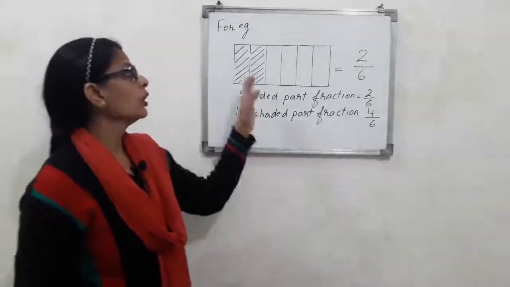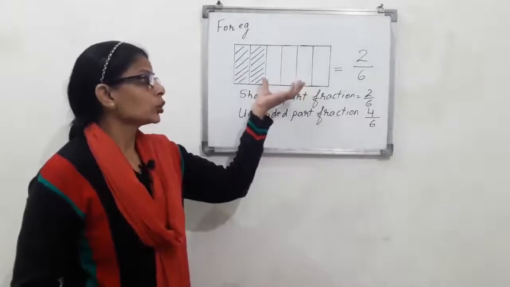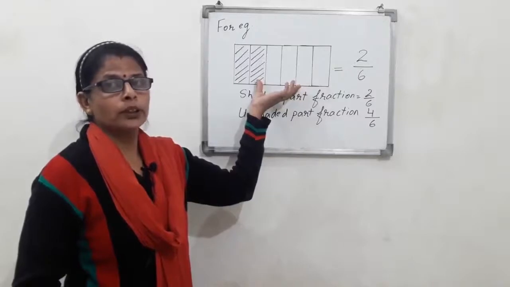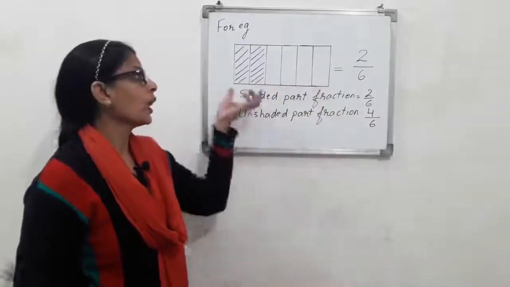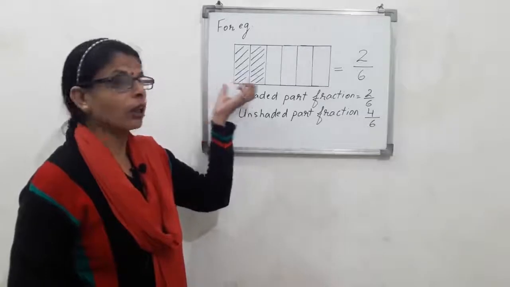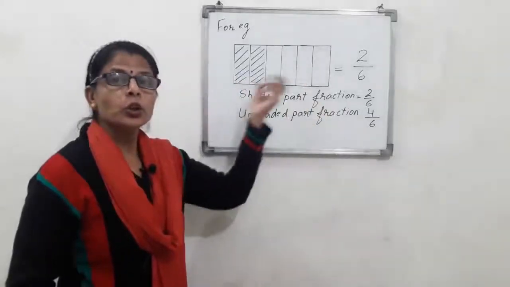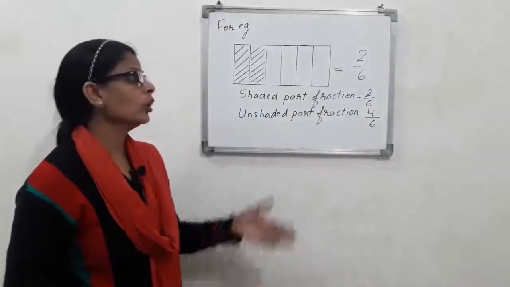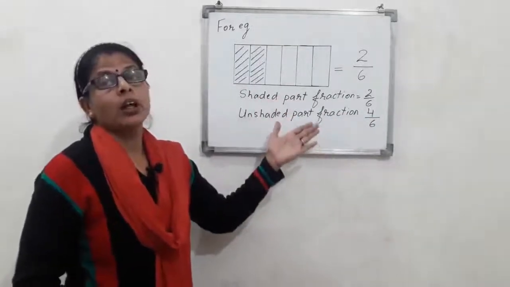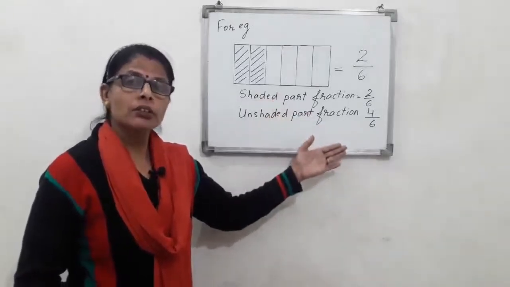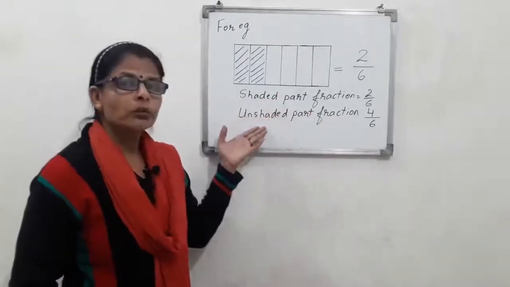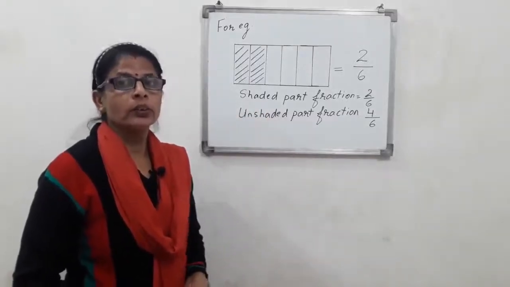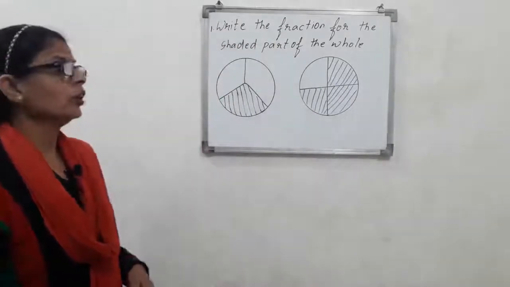Right? So, the figure which is divided into how many equal parts, that is the denominator. And how many parts are taken away, how many parts are shaded, that is the numerator. How many parts are unshaded, that is also the numerator. So, denominator means how many total parts the figure is divided into, and numerator means how many parts are taken from the whole. Clear?